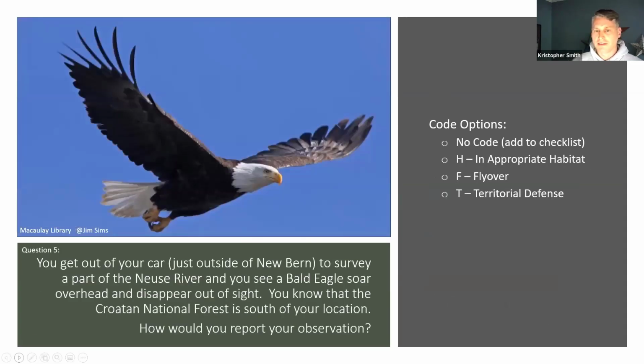Question number 5. You get out of your car just outside of New Bern to survey a part of the Neuse River, and you see a bald eagle soar overhead and disappear out of sight. You know that the Croatan National Forest is south of your location, but how would you report your observation? You can do no code, I just saw the bald eagle; H, inappropriate habitat; F as a flyover; or T as a territorial defense.